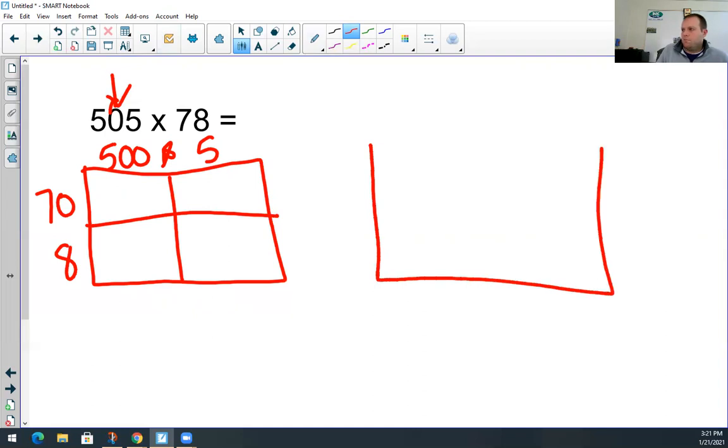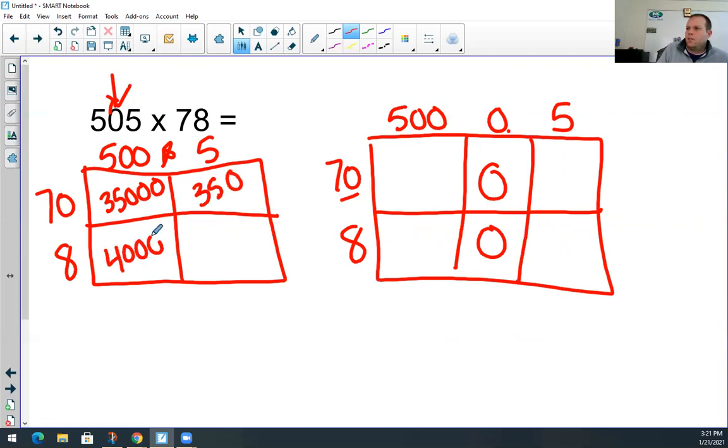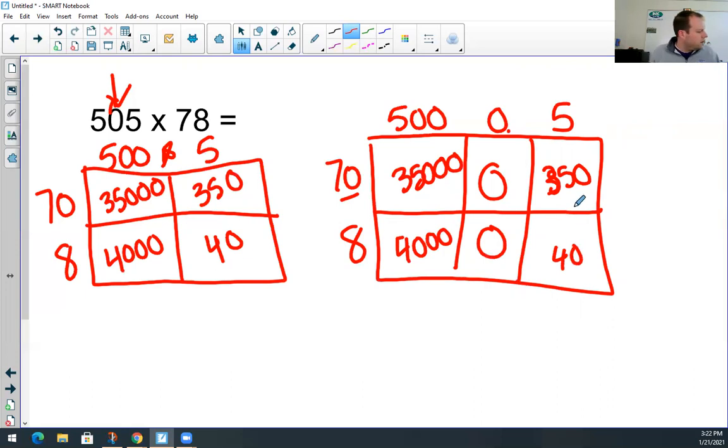The other way you could set it up, you could put it in there like that. And then just know that 70 times 0 is 0, so you're not going to have any value. Either way, you're going to have the same numbers. 35,000, 350, 4,000, 40. Those would be the same numbers that you'd have over here.